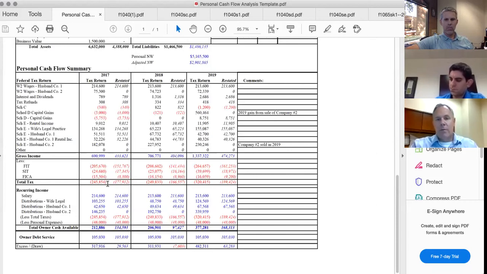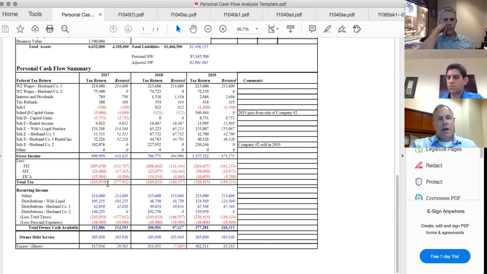Which totals about 8%. 7.65 is the actual number. Okay. And then down here on the recurring income, you're basically taking salary, which should generally match up top. Match with the top. But the distributions is where things get really interesting. They don't match. Yeah, they don't match.